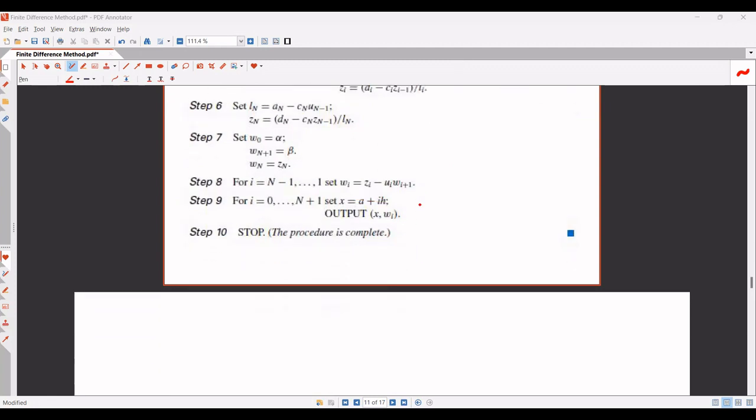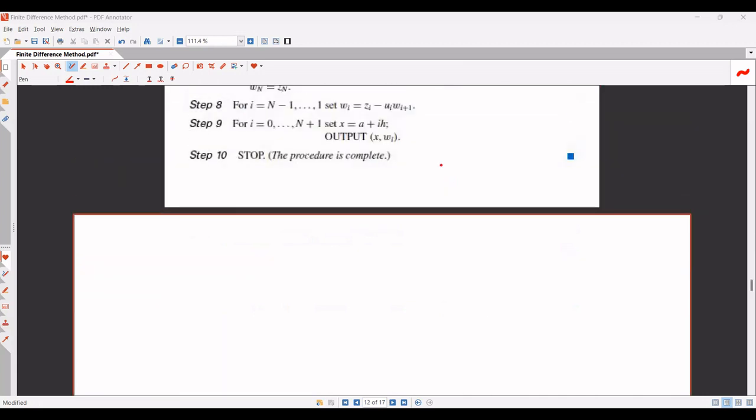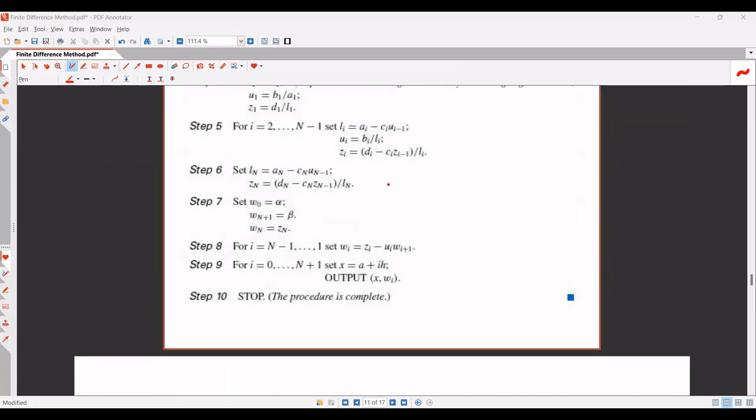Please let me know if there are any questions so far. If there are no questions, then we shall move on to the nonlinear finite difference method.